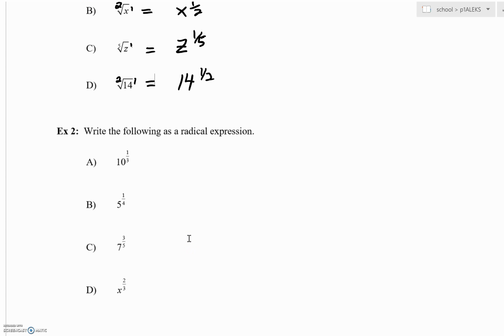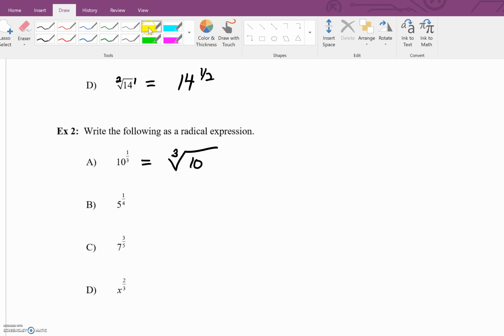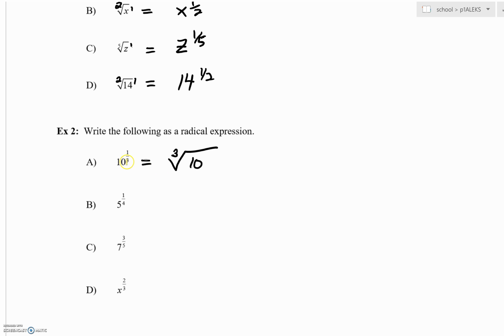Let's change it about a little bit. For number 2, we're going to reverse direction. You're going to be given a fractional exponent, but you need to write it as a radical. So 10 to the 1/3, what kind of a root is it? It's going to be a 3rd root. You could write it as 10 to the 1, but 10 to the 1, of course, is just a 10.